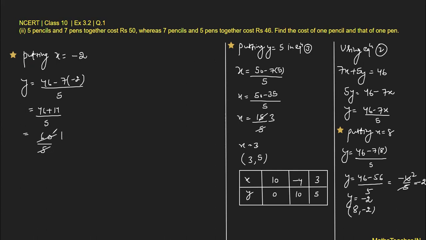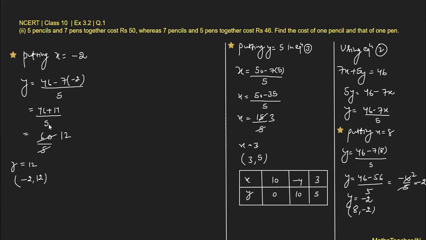So 5 into 12 is 60. So it is coming out to be 12. So we got it. This is the value of y, and the solution is minus 2 comma 12. So we got the second solution also. Now we have to find out the third solution.